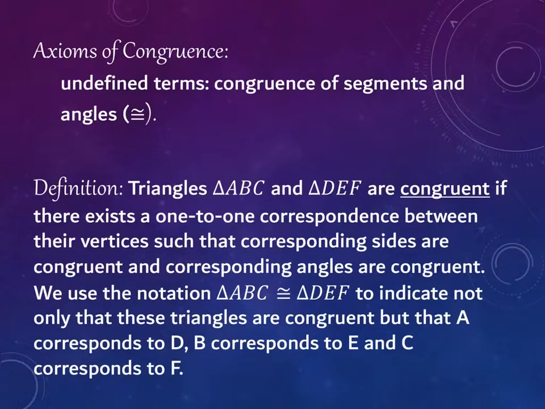Axiom C1 says that if A and B are distinct points, and A prime is any point, then for any ray R emanating from A prime, there's a unique point B prime on R such that B prime does not equal A prime, and AB is congruent to A prime B prime. So I think I didn't leave space in my slides. That was probably poor planning.